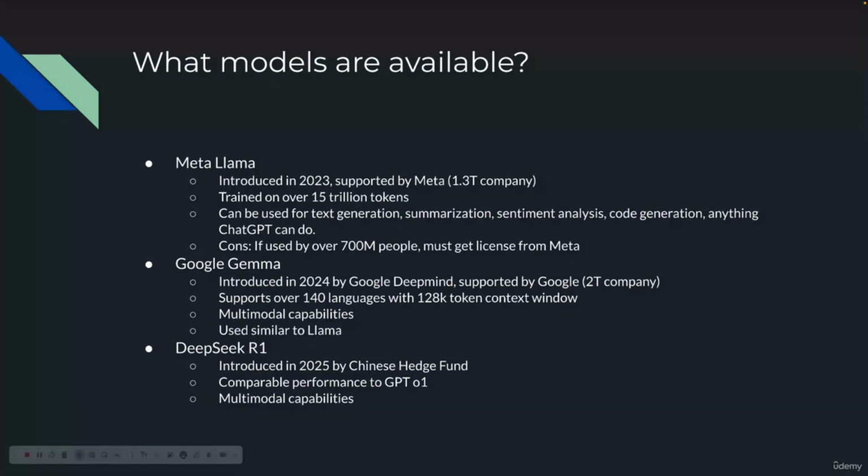It can be used for text generation, summarization, sentiment analysis, code generation, anything ChatGPT can really do, or other closed source models like Gemini. But the con is that if it's used by over 700 million people, you will have to get a license from Meta.